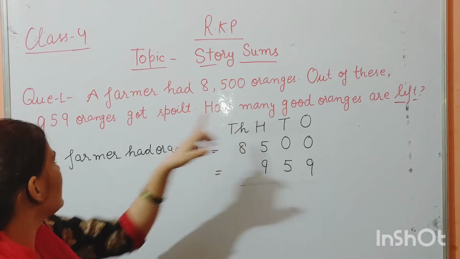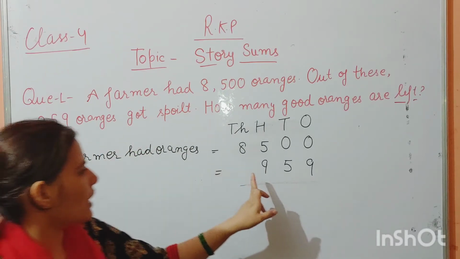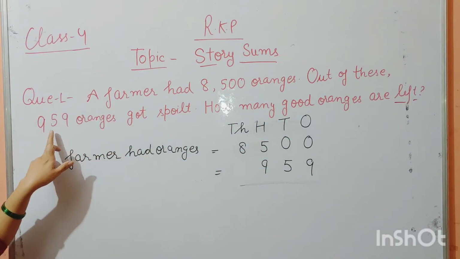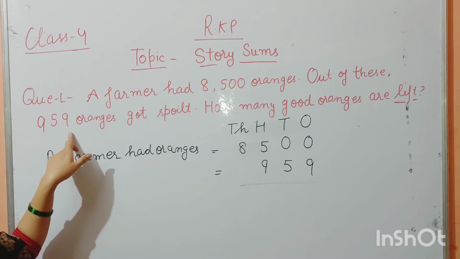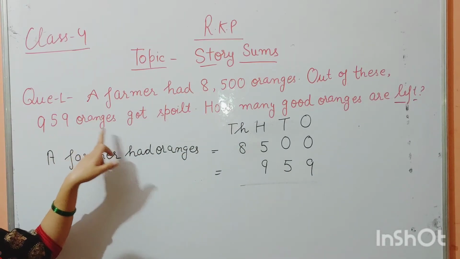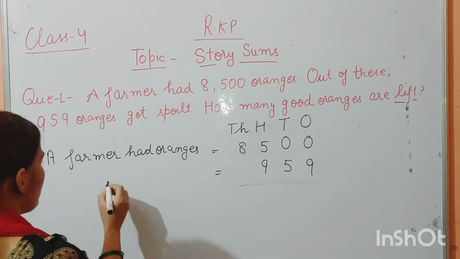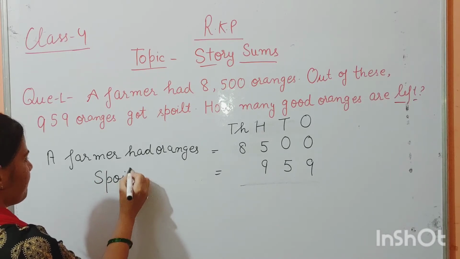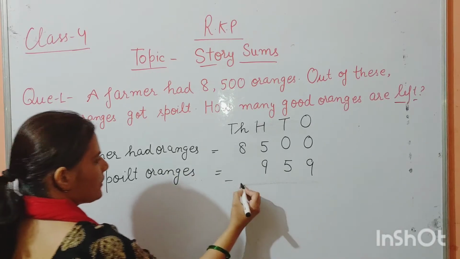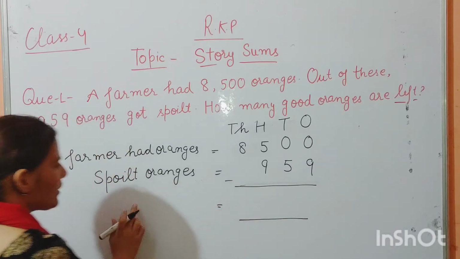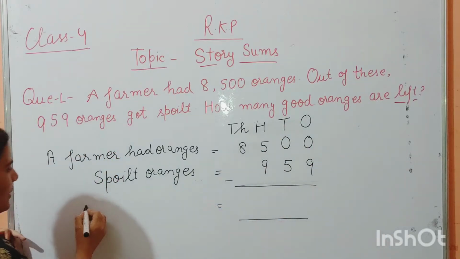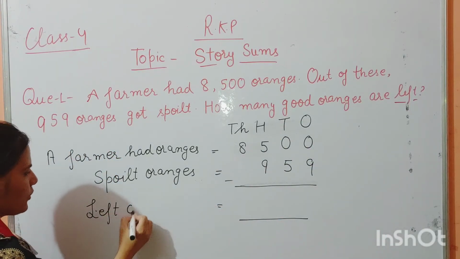Okay, and out of these 959, now come to the second number. Ask what is 959. Find where 959 is. Here it is. So what information is given by this line? Out of these, 959 oranges got spoiled. So you can write spoiled oranges. Okay. Now subtract, and you should write one more statement here. What will you write? How many good oranges are left? So you can write here left oranges.